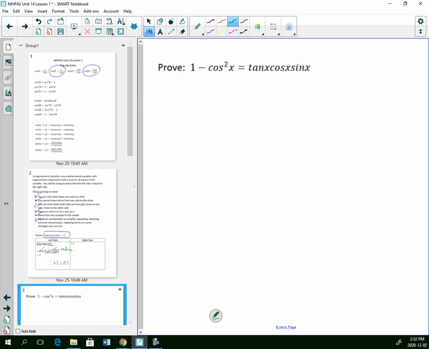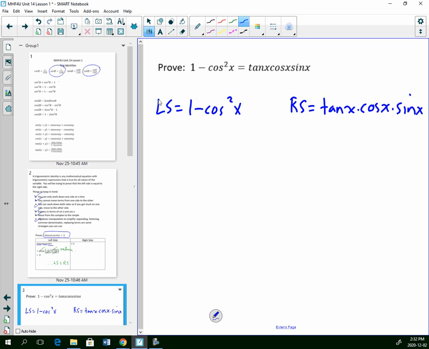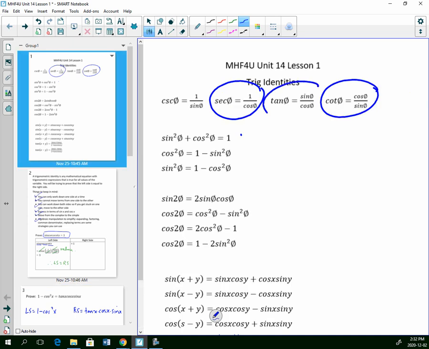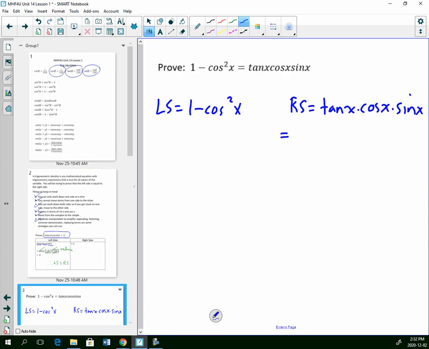All right, so on the left side, we have 1 minus cos squared. On the right side, we have tan x times cosine x times sine x. So I'm going to start on the right side by changing tan. On my trig identity sheet, I see that tan is equal to sine over cosine. Let's draw a line here. So tan is equal to sine x over cosine x.